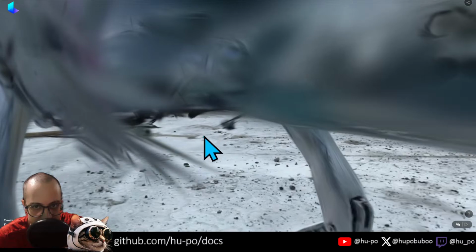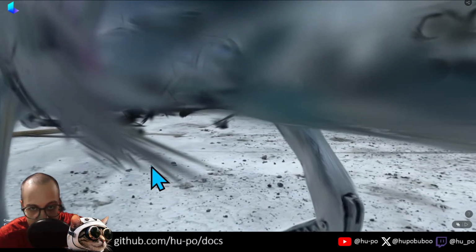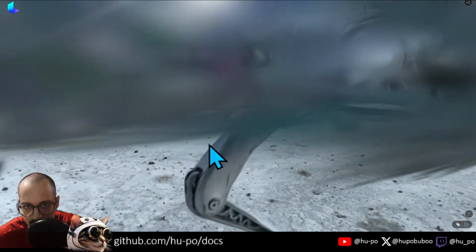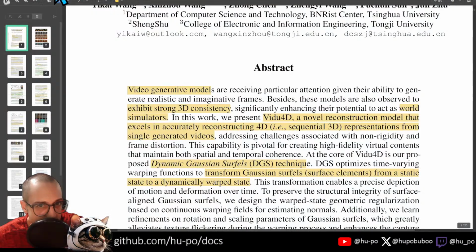So you can see here, this is an example that I showed. This is a Gaussian splat. You see how none of these are aligned with the surface. So they take Gaussian Surfels and they're like, hey, has anybody done four-dimensional Gaussian Surfels yet? And not that we know of. All right, let's do it and let's publish that paper.